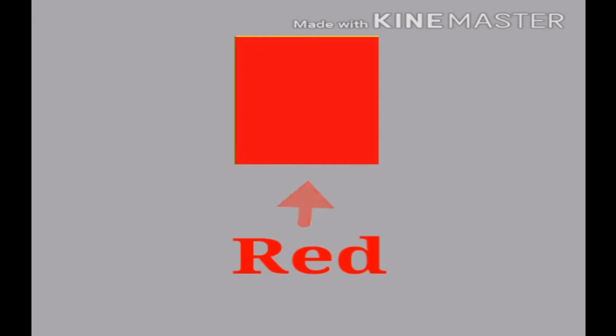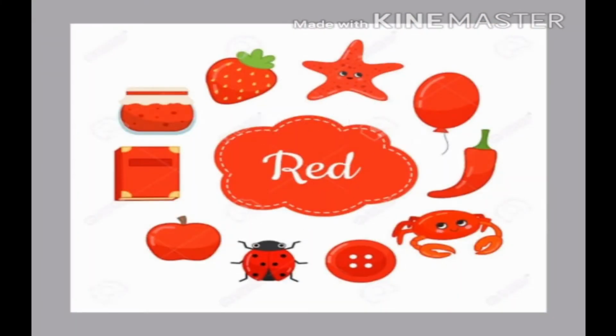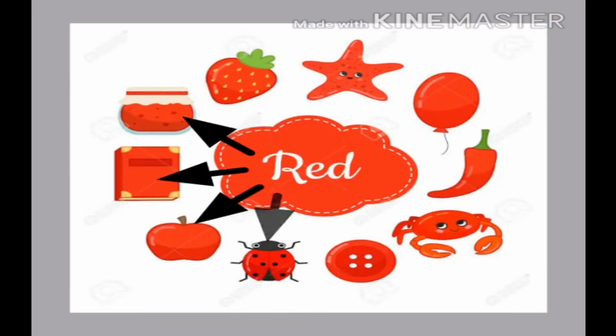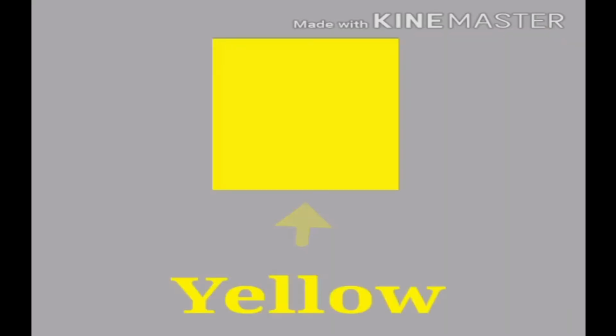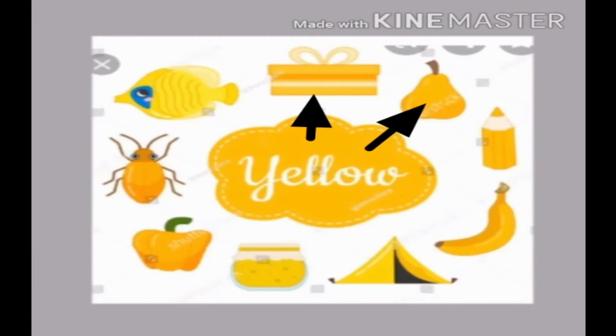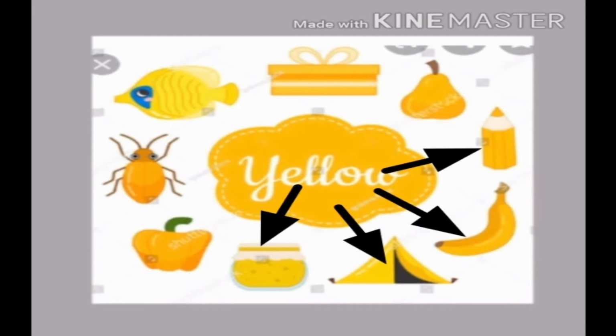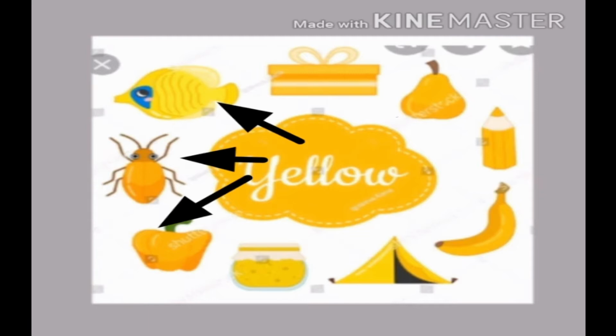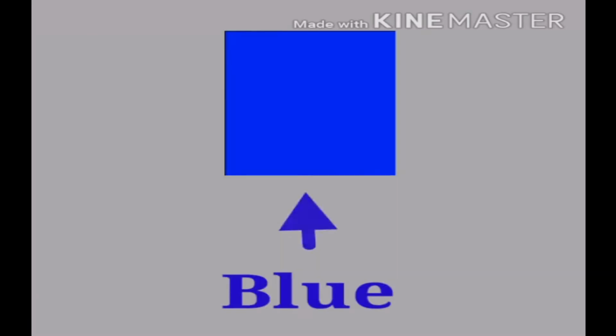This is red. These are red objects: red strawberry, red star, red balloon, red chili, red grape, red button, red ladybug, red apple, red book and red jelly. This is yellow. These are yellow objects: yellow gift, yellow pear, yellow pencil, yellow banana, yellow tent, yellow jelly, yellow capsicum, yellow insect and yellow fish. And this is blue.